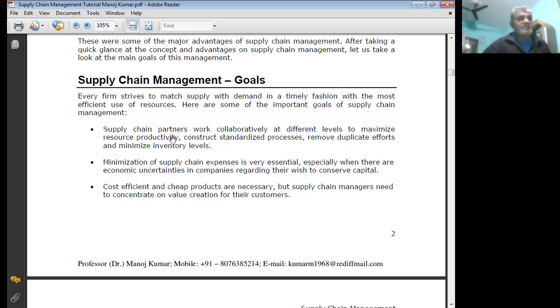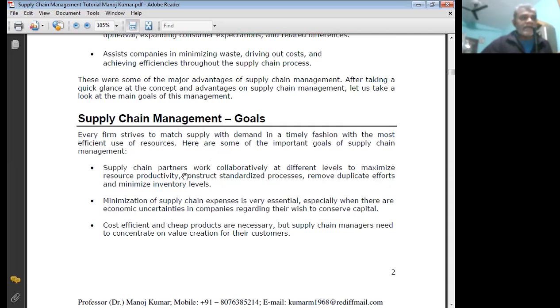Important goals of the supply chain management. Supply chain partners work collaboratively at the different levels to maximize the resource productivity. Construct a standardized process. Remove duplicate efforts and minimize the inventory level. Inventory is always an evil. How much you minimize the inventory in the company, that much profit you will get. Remove duplicate efforts and construct a standardized process.